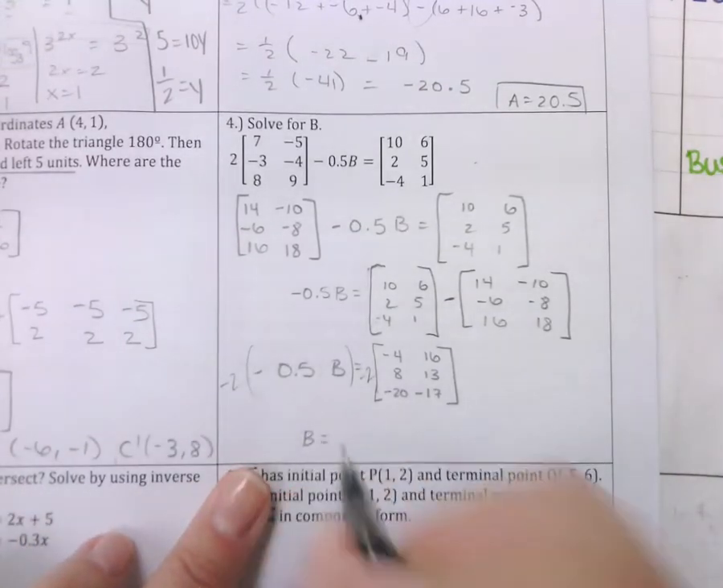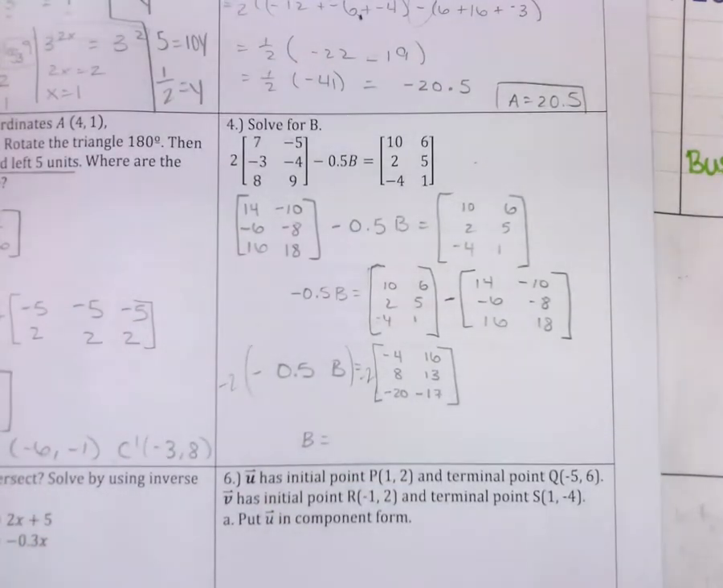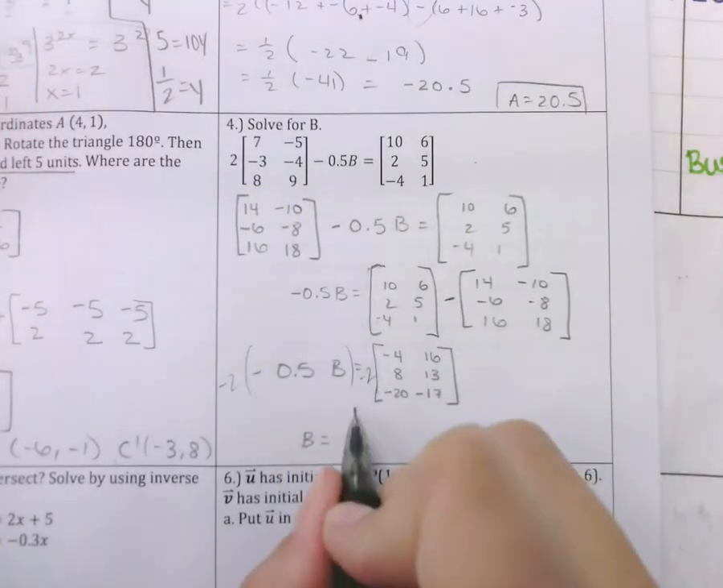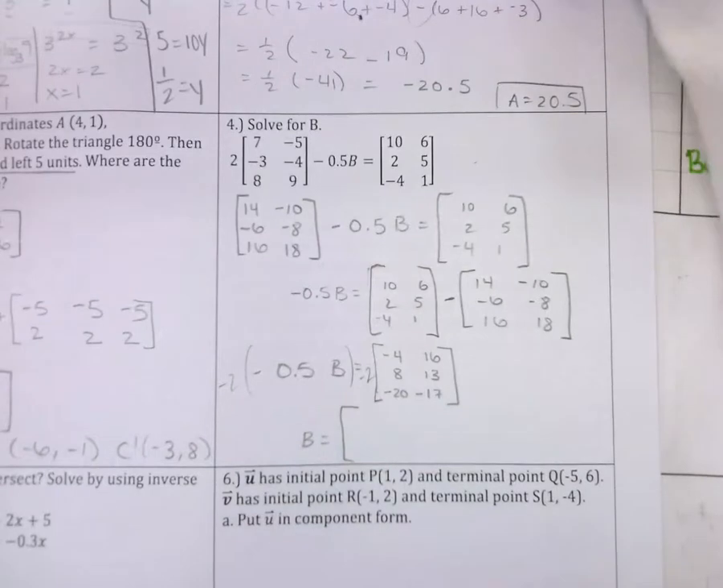Why is it negative 2? Yeah, why? Because negative 2 times negative 1/2... Oh, okay. I don't think I would know that though. Yeah, I wouldn't have just known that.